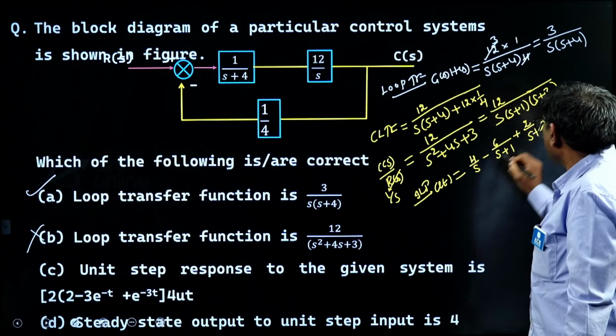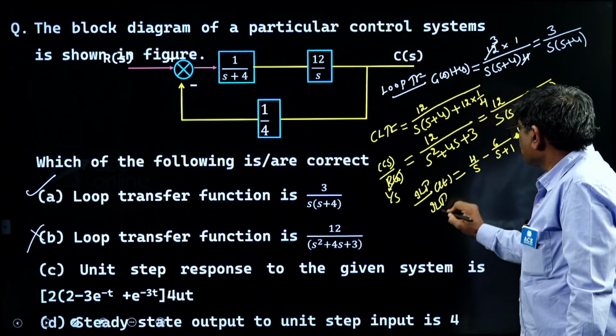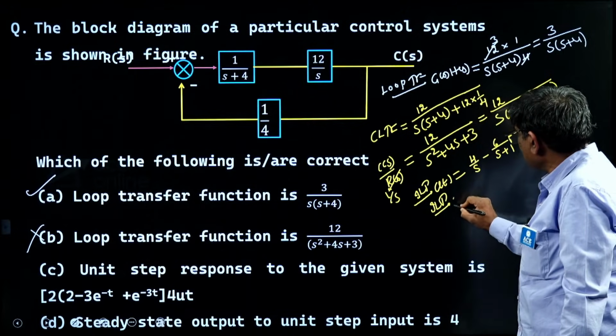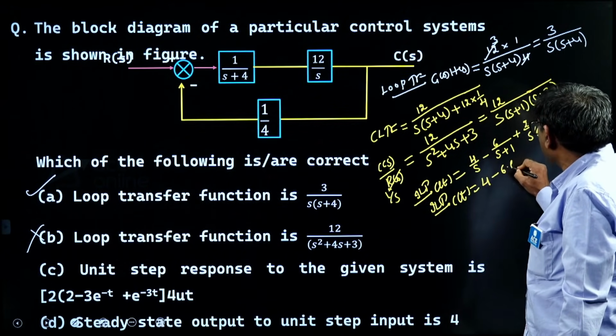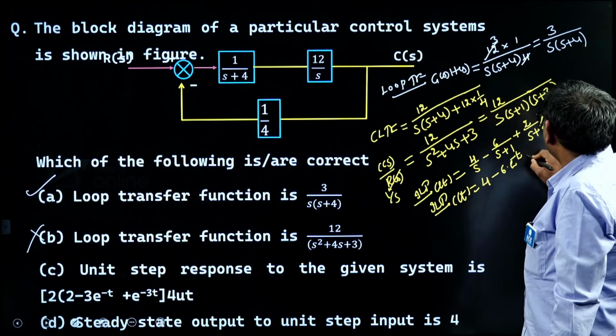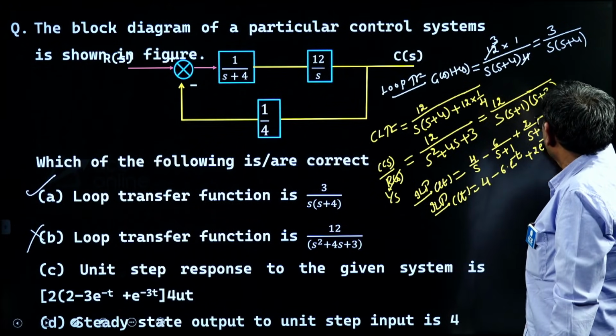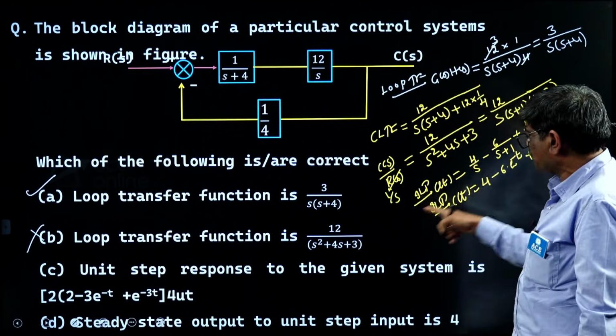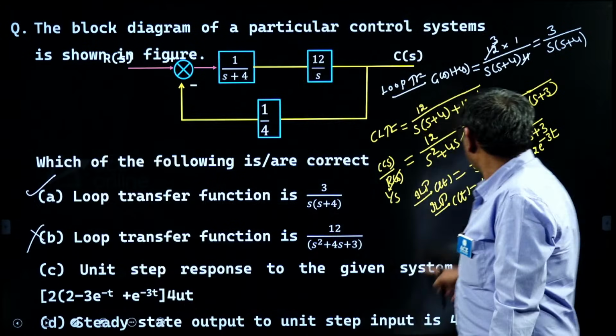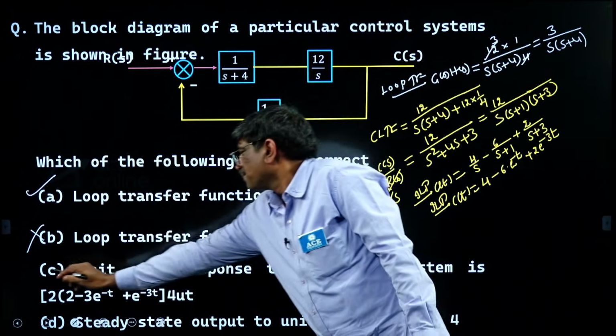S plus 3. Apply ILT. So if we apply ILT, what is the answer? Tell me, what is C of t you are getting? 4 minus 6 e power minus t plus 2 e power minus 3t. That means this is the step response, correct or not? 4 minus 6, so plus 2. That means this is correct.